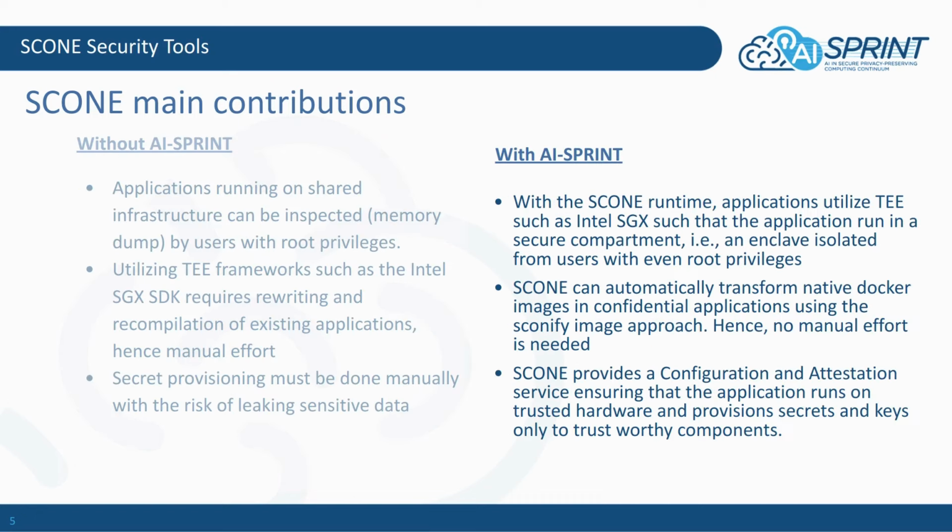With AI Sprint, we have the Scone runtime, where we utilize TEEs if they are available, such as Intel SGX on the running node, such that the application runs in a secure compartment, in an enclave, in an isolated manner, such that even users with root access cannot access the application or perform memory dumps anymore. Furthermore, Scone allows an automatic transformation of native Docker images into confidential ones, using the Sconeify image approach, hence no manual effort is needed anymore. Furthermore, with the configuration and attestation service that we created, we can ensure that the application runs on trusted hardware, and we have an efficient way of provisioning keys and secrets, such that these sensitive data items are only provided to trustworthy components.